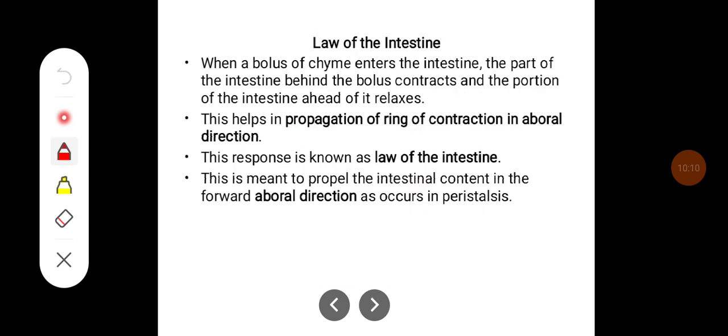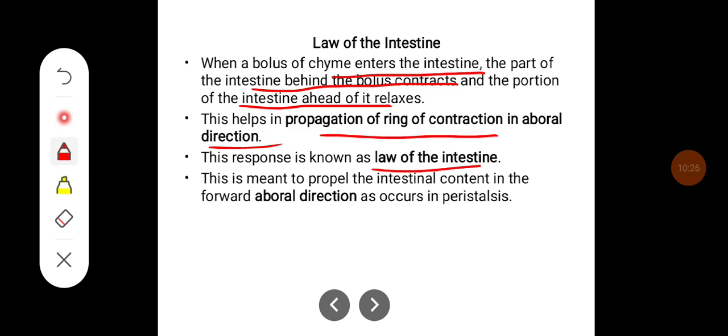The law of the intestine. When the bolus of chyme enters the intestine, the part of the intestine behind the bolus contracts and the portion of the intestine ahead of it relaxes. This helps in propagation of the ring of contraction in the aboral direction. This response is known as the law of the intestine. This is meant to propel the intestinal contents in the forward aboral direction as occurs in peristalsis.